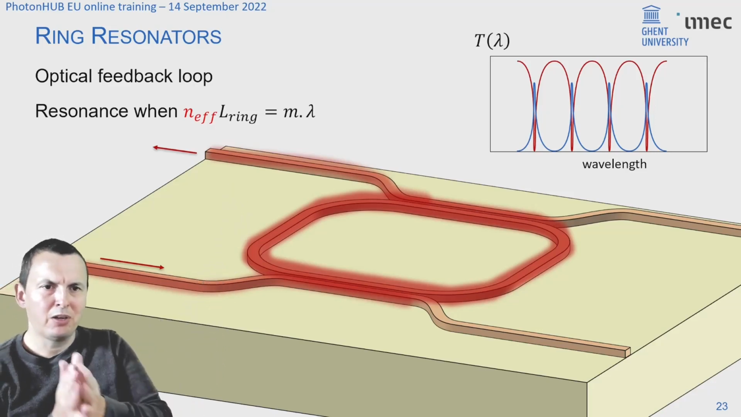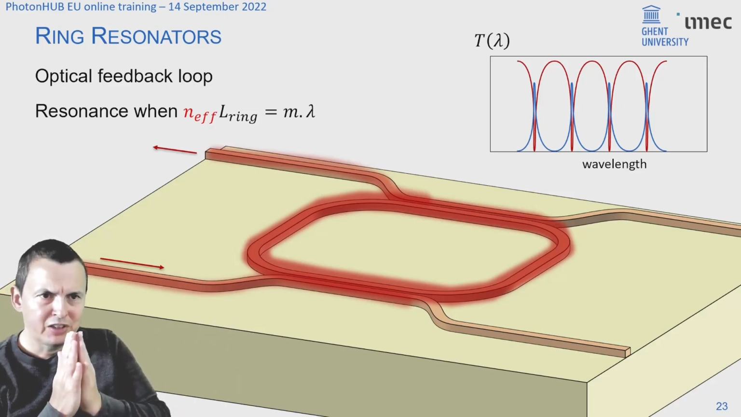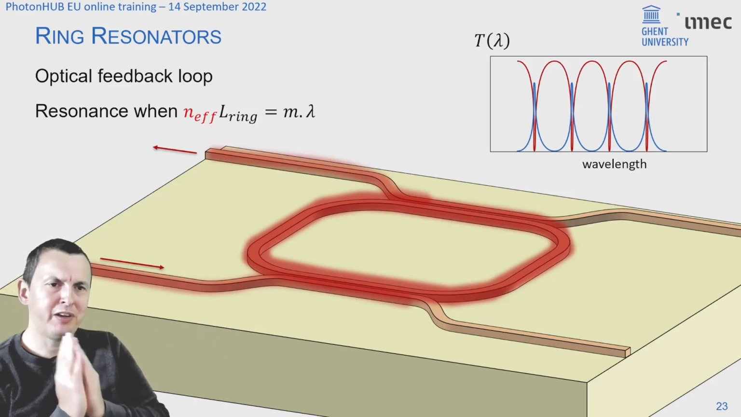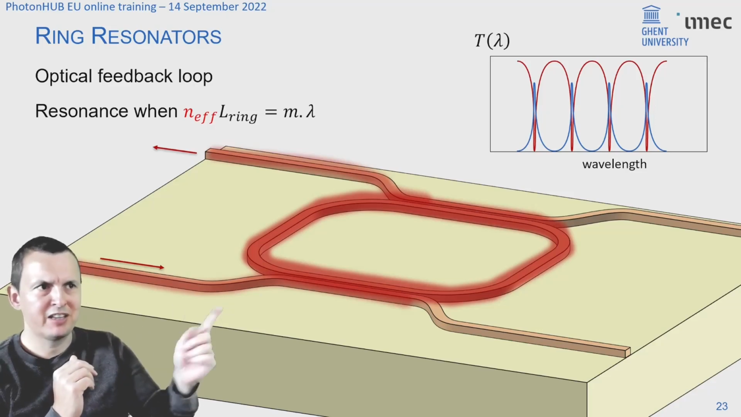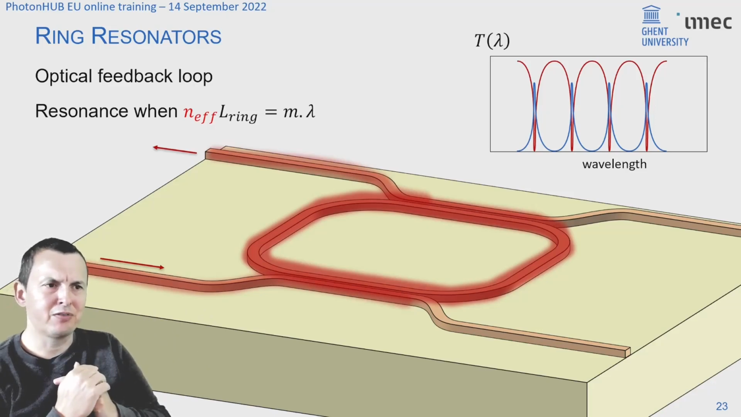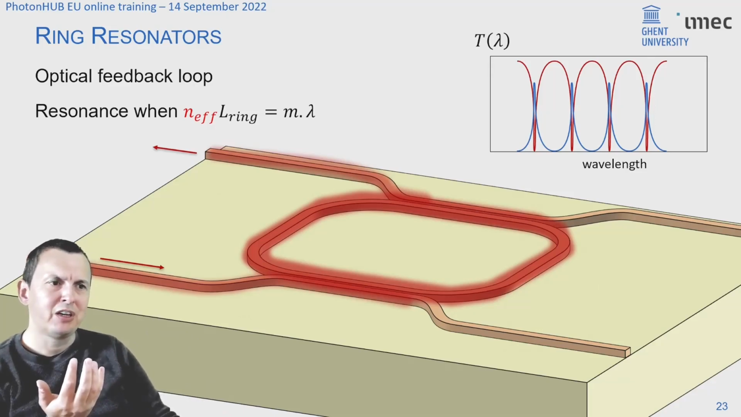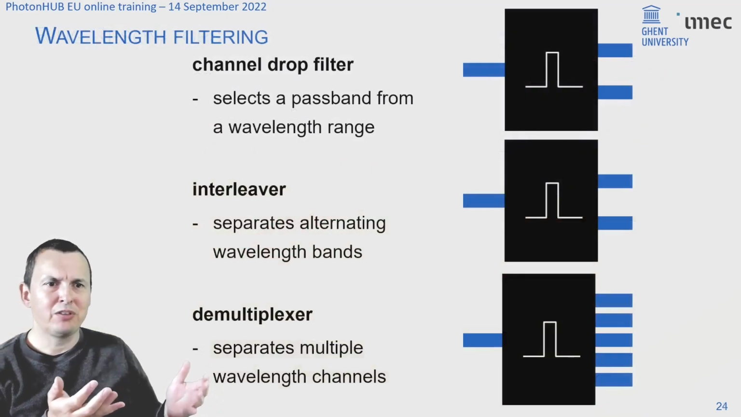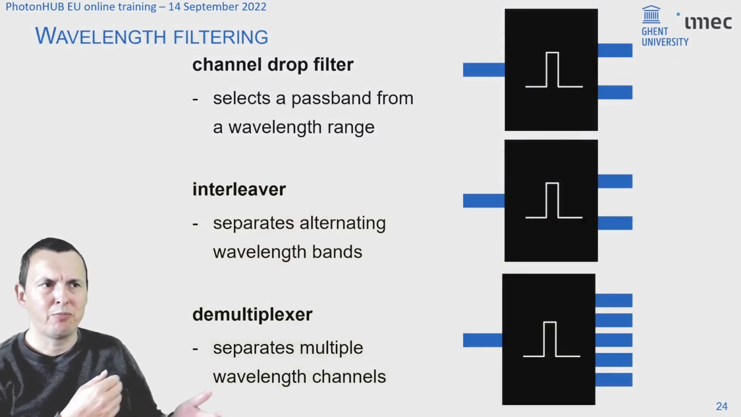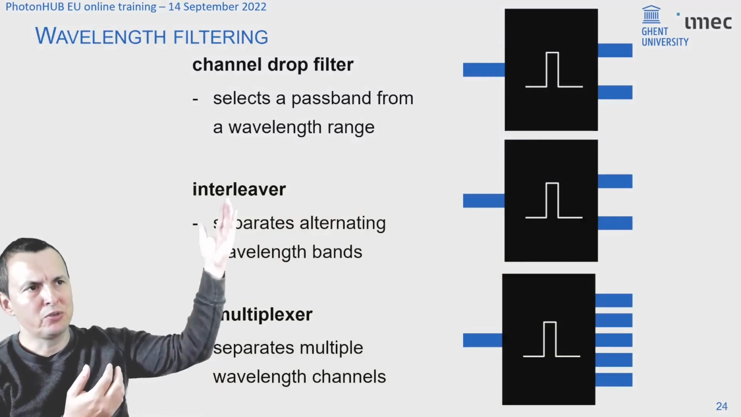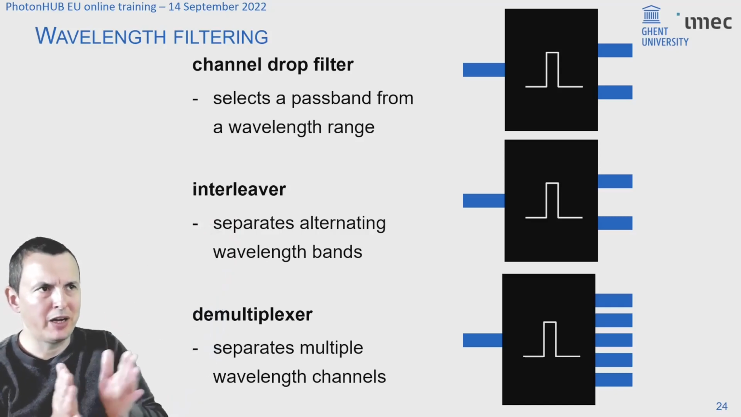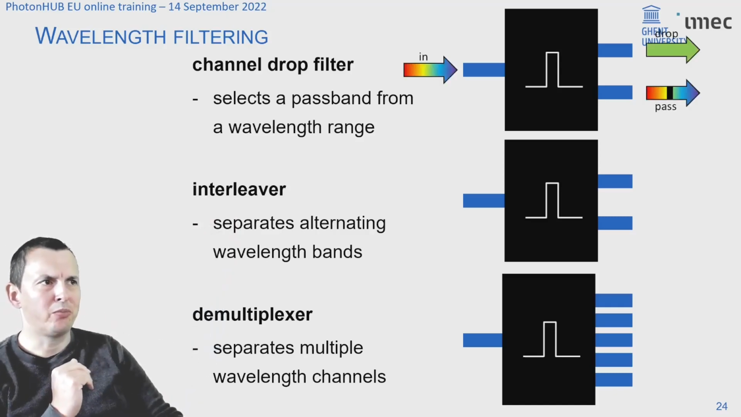So you can make now, with such a ring resonator, a very sharp filter. You can filter out a specific wavelength line out of your spectrum for each wavelength that fits exactly in the circumference of the ring. So this is just two examples of what we would call a wavelength filter. And wavelength filters are one of the key functions on a photonic chip, and also one of the more interesting functions to actually design. And depending on what you want from a wavelength filter, you can either do a channel drop filter, so select a single band out of a wider wavelength range.